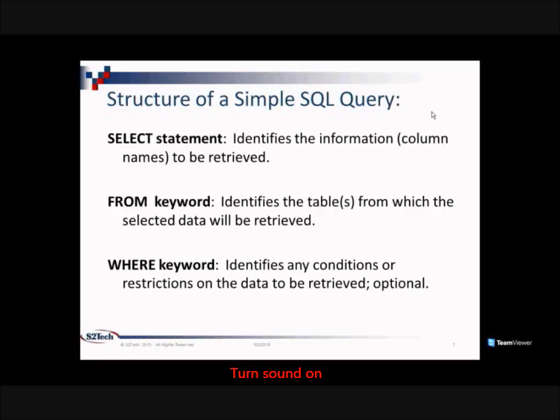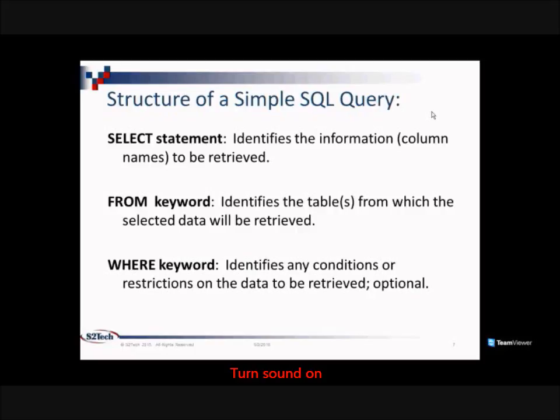So what is the structure of a simple SQL query? There are 3 parts to an SQL query. The first part is called the select statement. The select statement is where you will identify the information, and you'll identify that by virtue of the column name or names that you want returned in the report or the data that you're pulling out of the database. So you're going to be asking a question, and in order to answer that question, you're going to want certain pieces of information returned from that database. The select statement identifies those pieces of information by the column name.